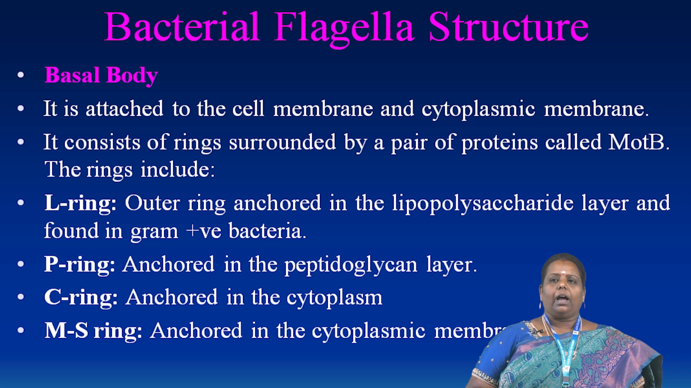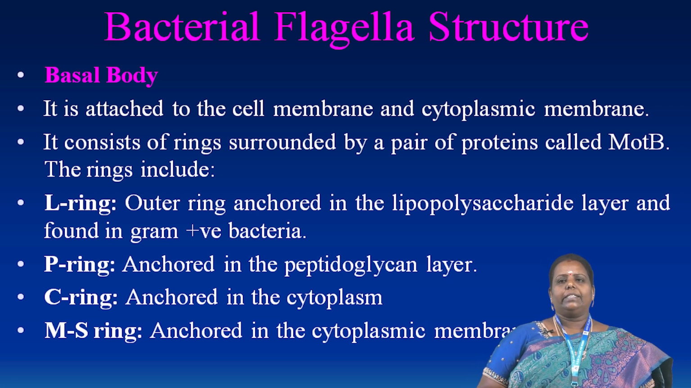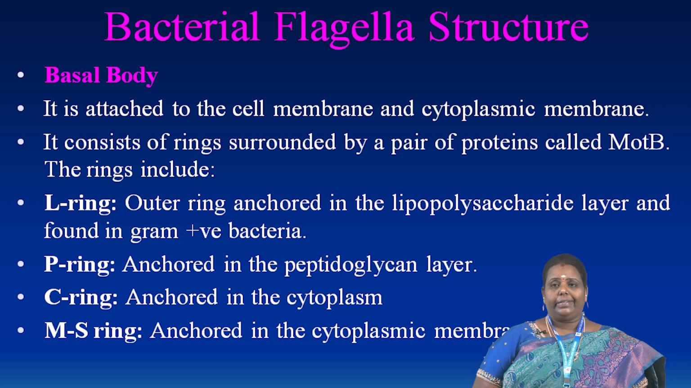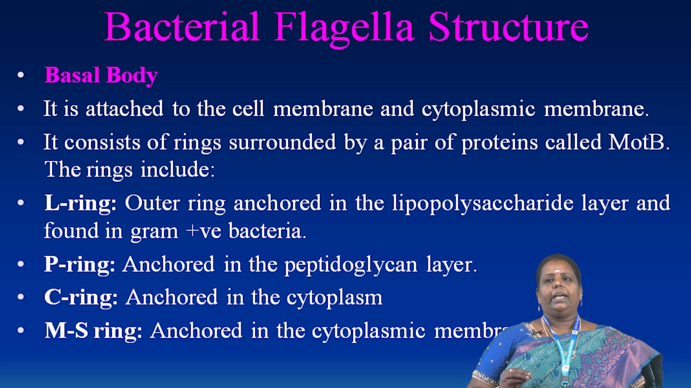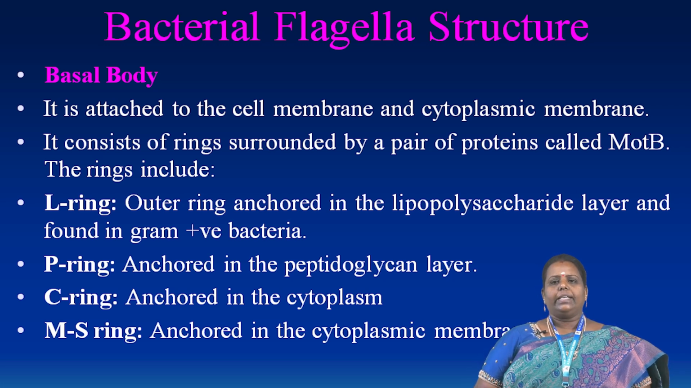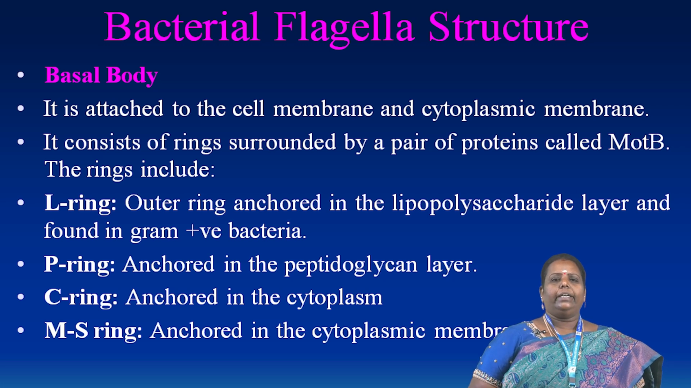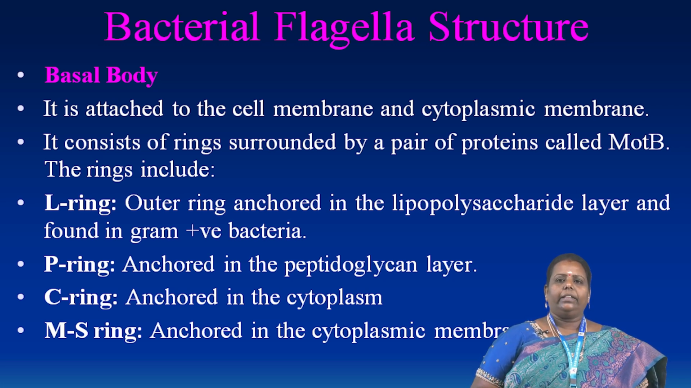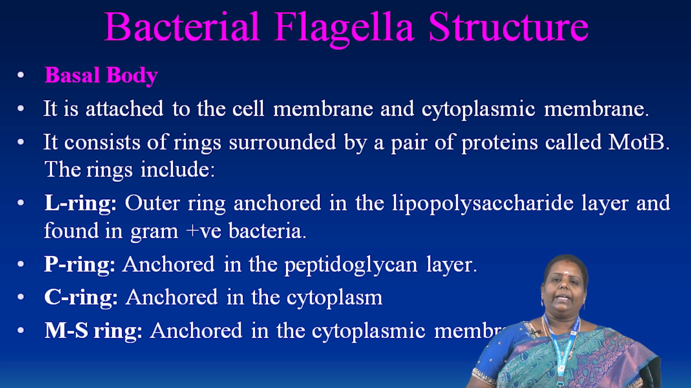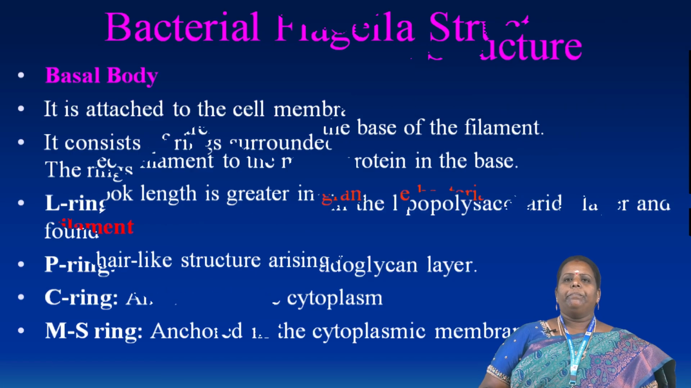The outer ring is anchored in the lipopolysaccharide layer. It is found in some bacteria; gram-negative bacteria also occur, but the L ring is only present in the gram-negative bacteria. Another one, anchored in the peptidoglycan layer, is the P ring. The C ring is the flagellar factor anchored in the cytoplasm. The MS ring anchors the cytoplasmic membrane and is also present in the flagella.